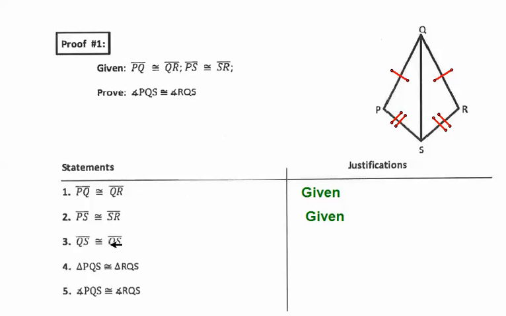So let's look at what the next step is. The next step, they say QS is congruent to QS. So QS is right here, congruent to basically itself. Well, hopefully that rings a bell. When you have something congruent to itself, we use the reflexive property.